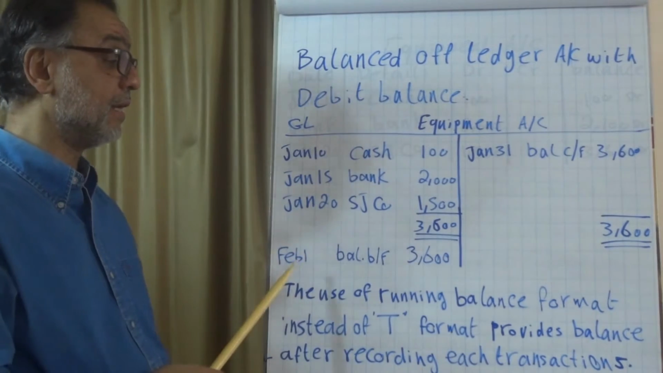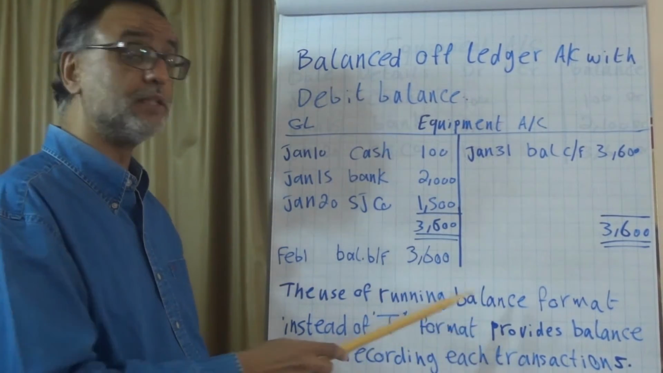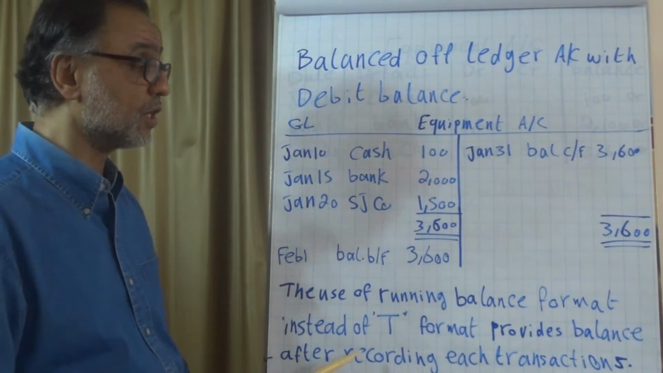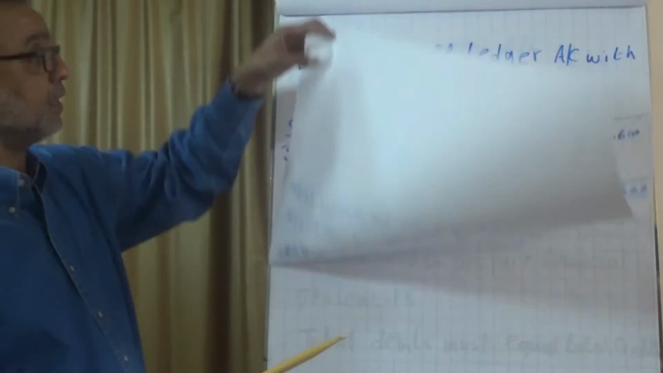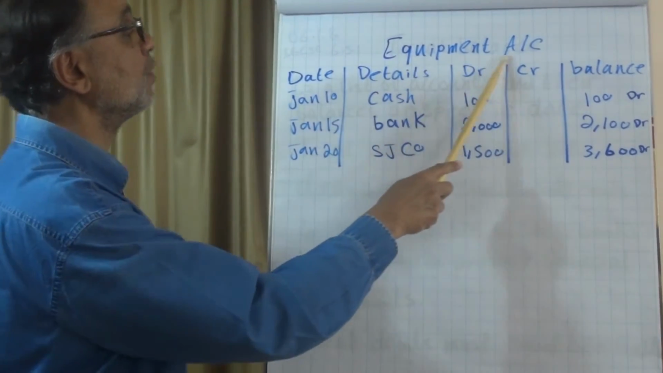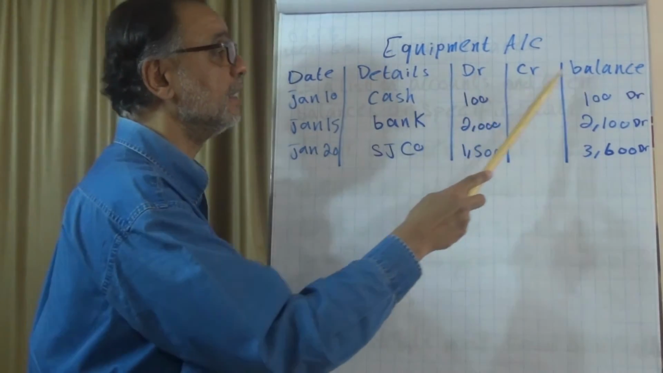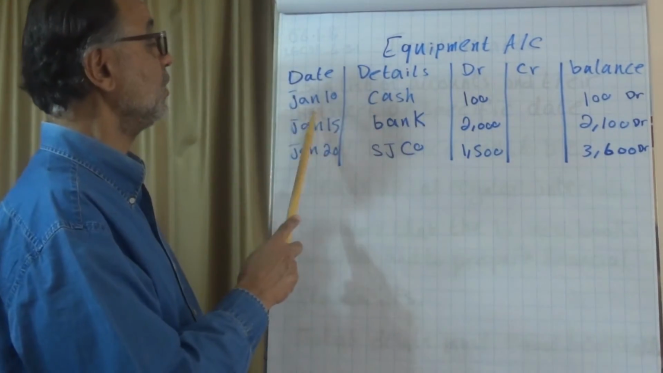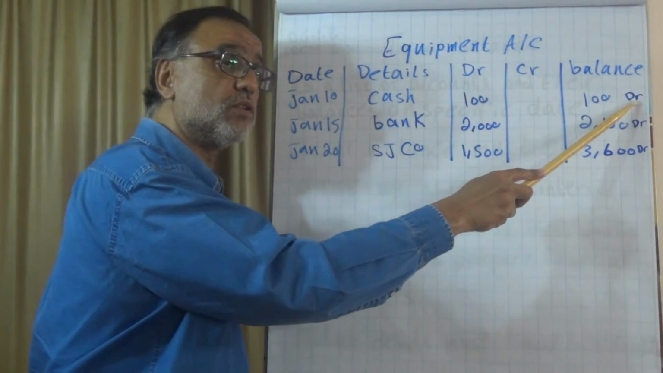The use of the running balance format instead of the T format provides the balance after recording each transaction. We will see this account using the running balance format. In the running account presentation of the equipment account, we have date, details, debit, credit, and balance. This is unlike the traditional T account. On January 10, there was a cash purchase of $100. Then the balance would be debit of $100.